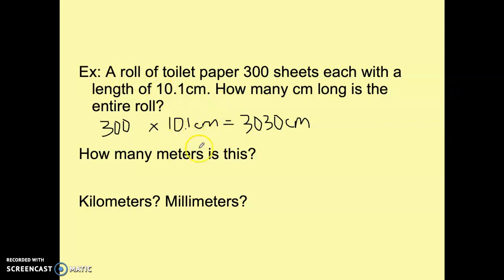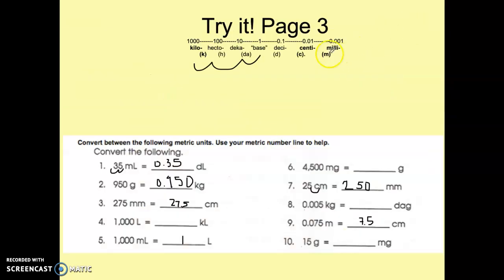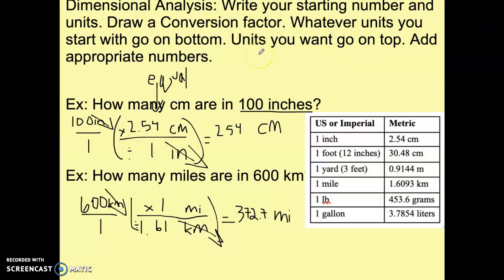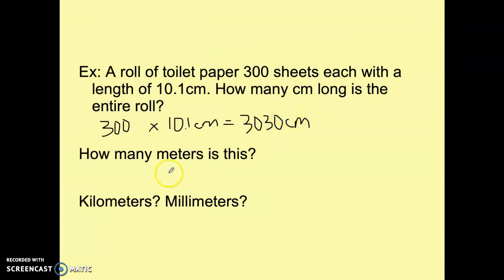So this example, let's see where we are for time here. It says the roll of toilet paper has 300 sheets in it. This is just kind of a solve problem, build it out. Each sheet is 10.1 centimeters. How long is the roll? So if I multiply 300 times 10.1, I get 3030 centimeters. How many meters is that? Well, I got to go back here. Centi to meters is 2 spots left. Personally, I think this problem is a little out of order. I apologize. So that's 30.30 meters.